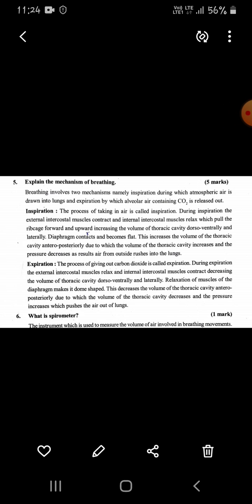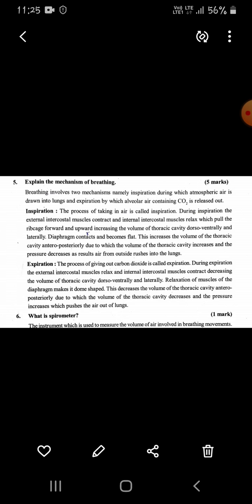Let's know about the mechanism of breathing. Here there are two mechanisms, inspiration and expiration. The process of taking air in is called inspiration. During inspiration, the external intercostal muscles contract and the internal intercostal muscles relax. The diaphragm contracts and becomes flat, and this increases the volume of the thoracic cavity, and pressure decreases, and as a result the air from outside rushes into the lungs.